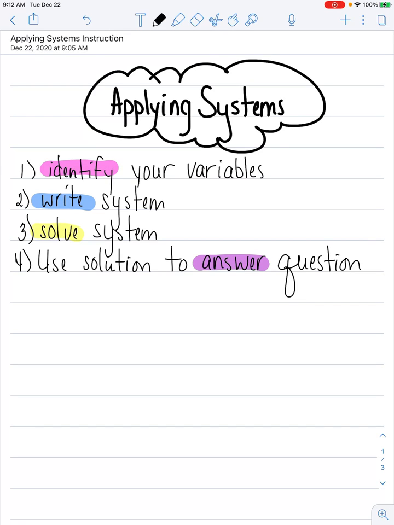Hey guys, today we're going to start looking at applying systems of equations. So our steps or our flow will be first, identify your variables, next, write your system, third, solve the system, and fourth, use the solution to answer the question. So pause the video and jot these steps down.